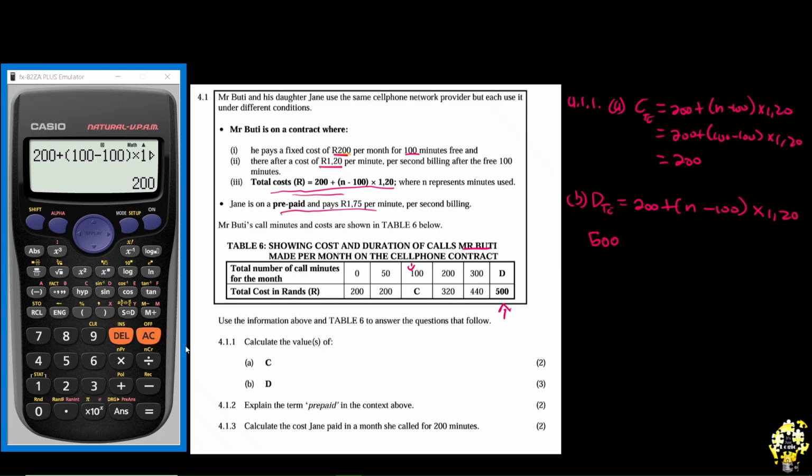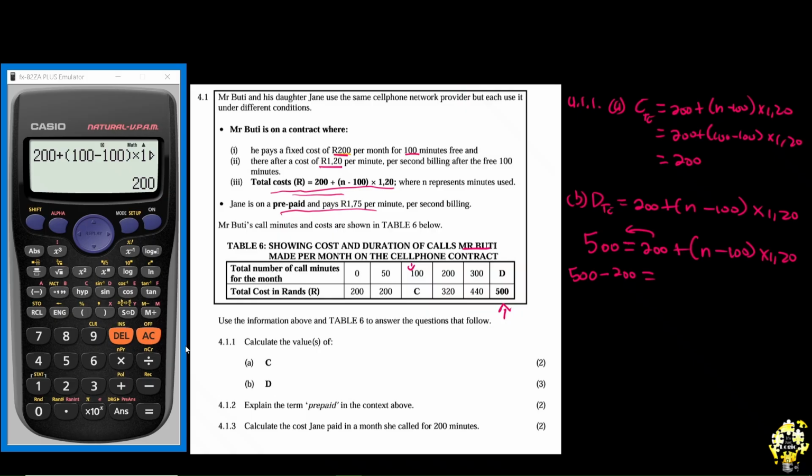Why does my 500 look like a 600? Where have I adopted writing a 5 that does not look like a 5, and then having to fix it, and then writing a 5 that is detached from the zeros? What's happening? So let's say 500 equals 200 plus n minus 100, and then we multiply it by 1.20.